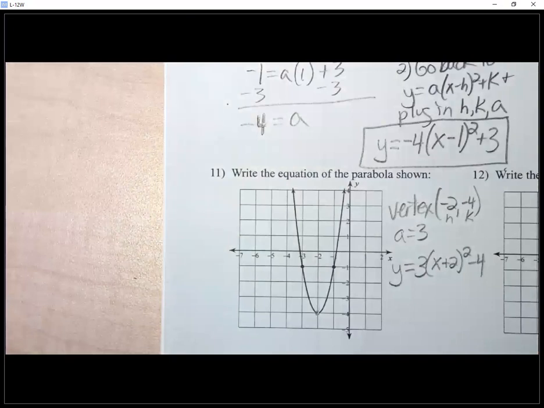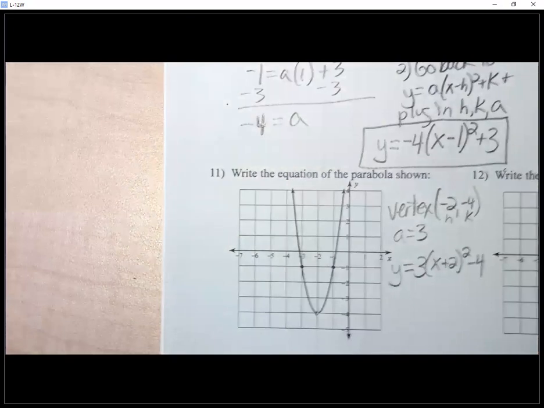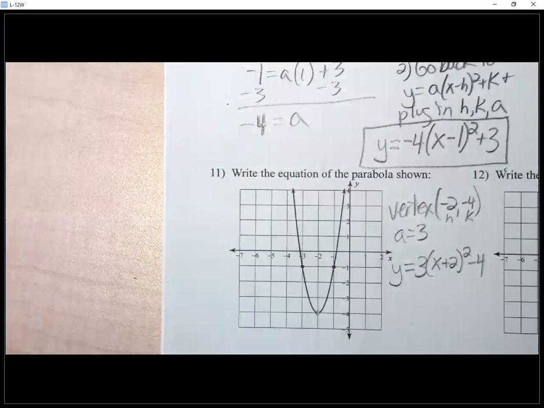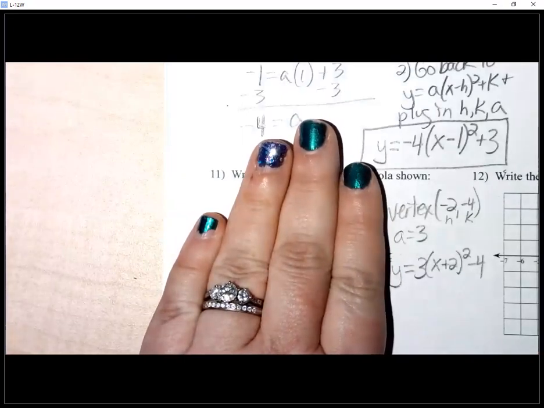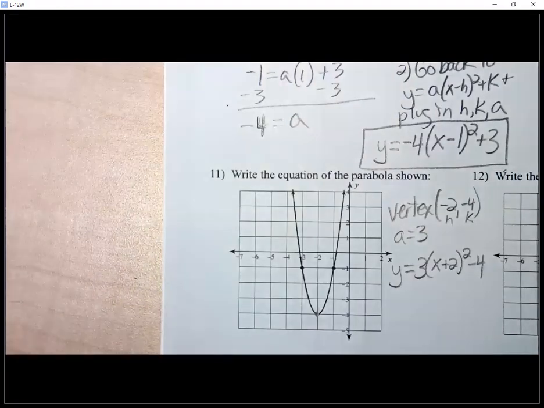Is that easy? Yes. Oh my gosh. Double check yourself. Pretend you don't see the picture. And say, if I just had this equation, it would have a vertex at -2, -4. It does. And the A value would be 3. It is. Isn't that nice? What a nice way to wrap up the week.